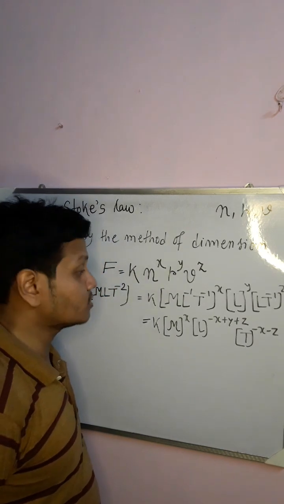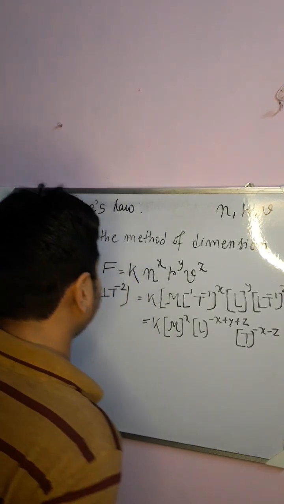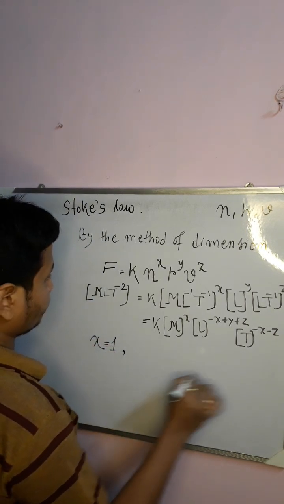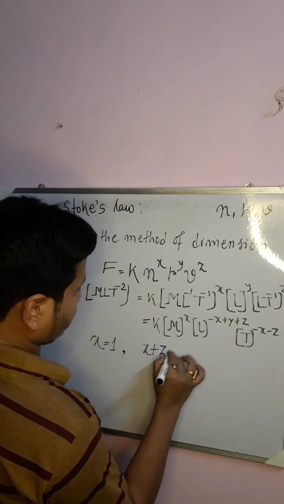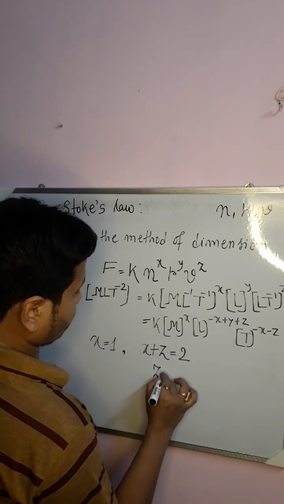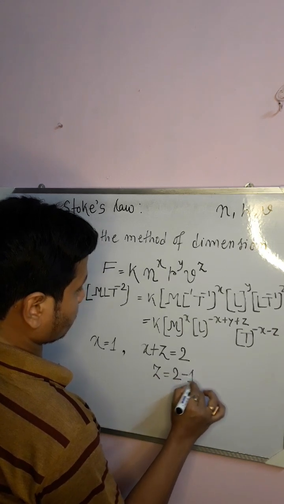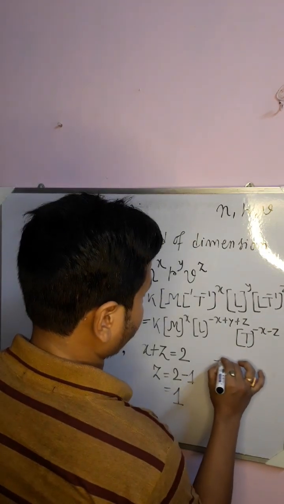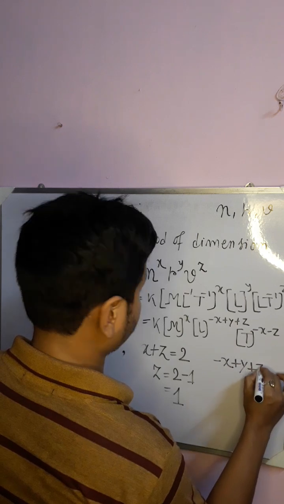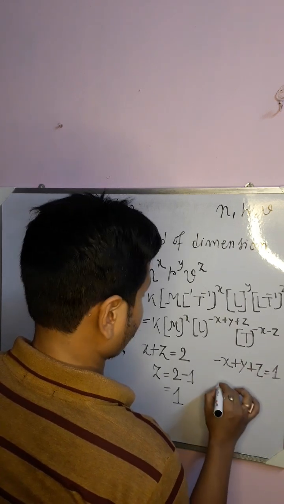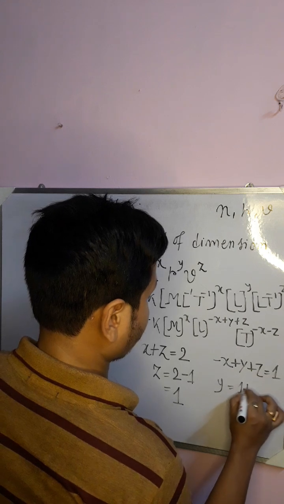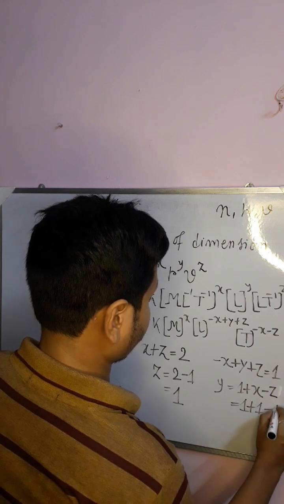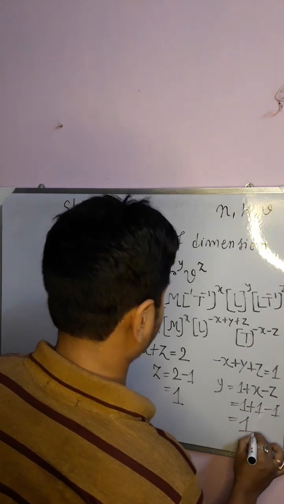Now if we compare the indices on both sides, then we get x equals 1, and x plus z equals 2, that means z equals 2 minus 1, that is 1. And minus x plus y plus z equals 1. So what will y be? y will be 1 plus x minus z. So what is x? That is 1, and what is z? 1. So ultimately we get 1.